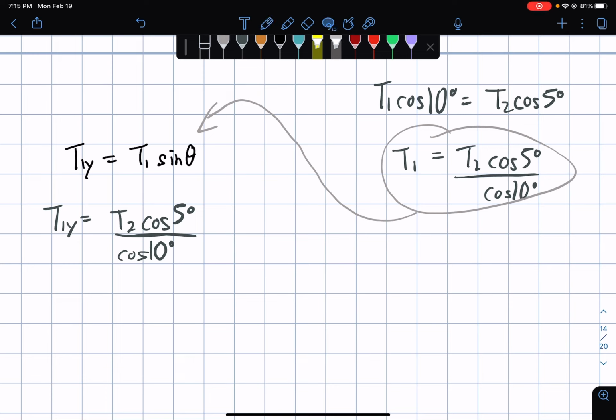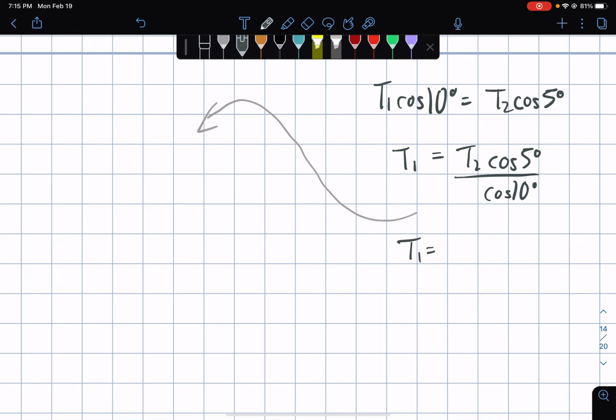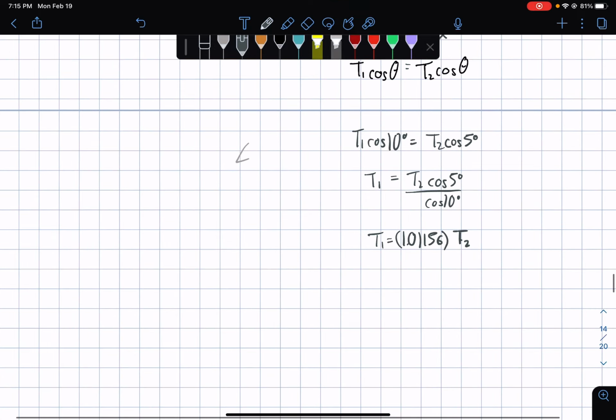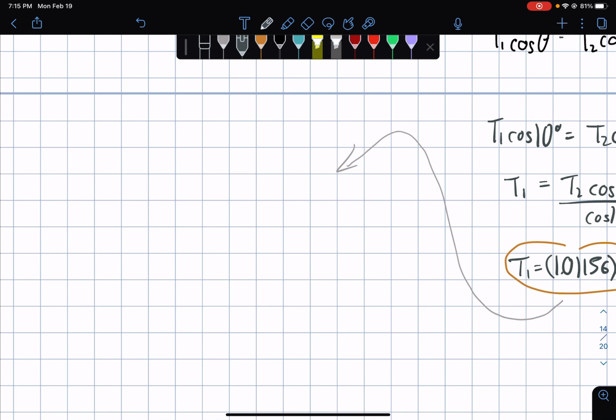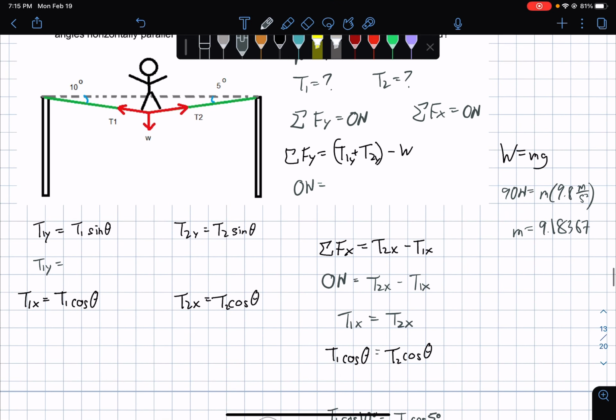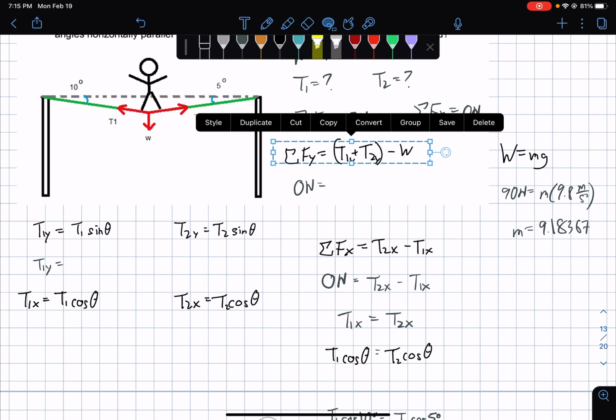Hang on, wait. Let's use the calculator first. You can simplify this further. So cosine 5 over cosine 10, that's equal to 1.01156 T2. Okay, we'll use this formula.